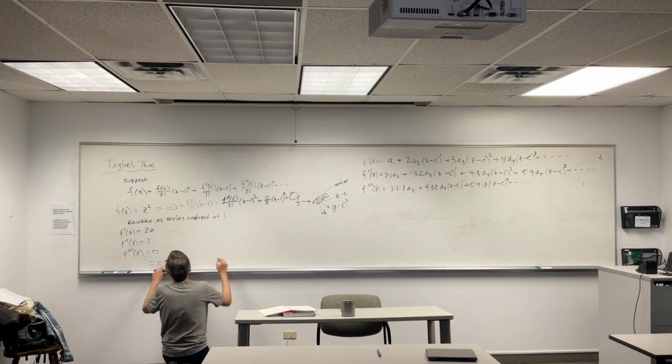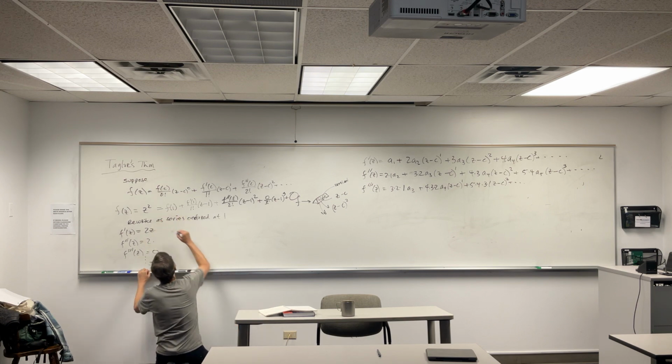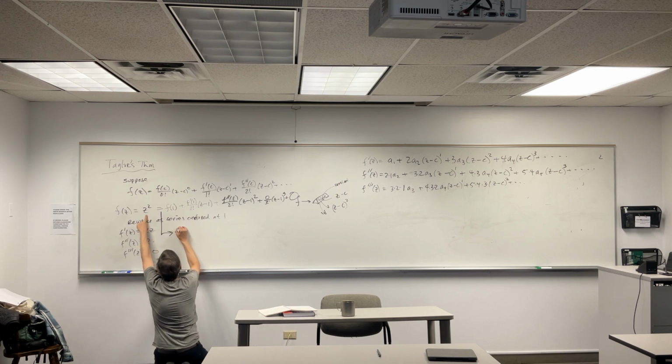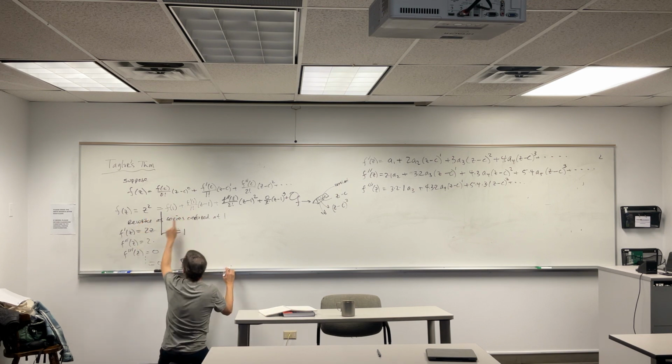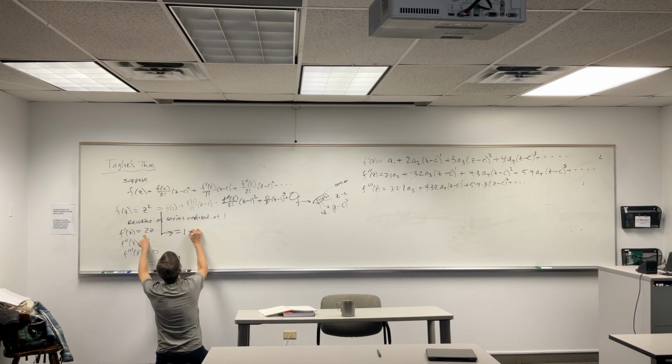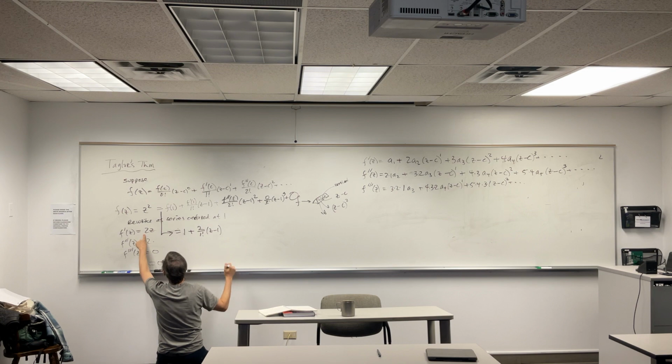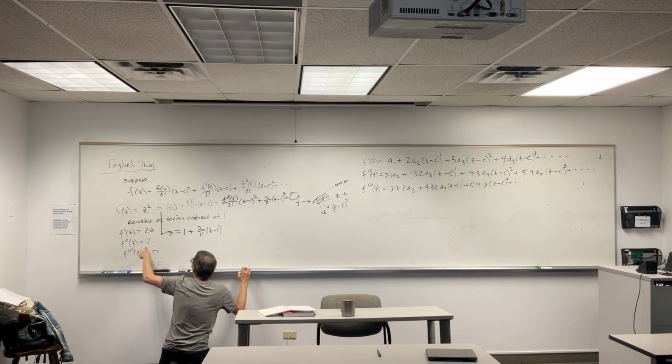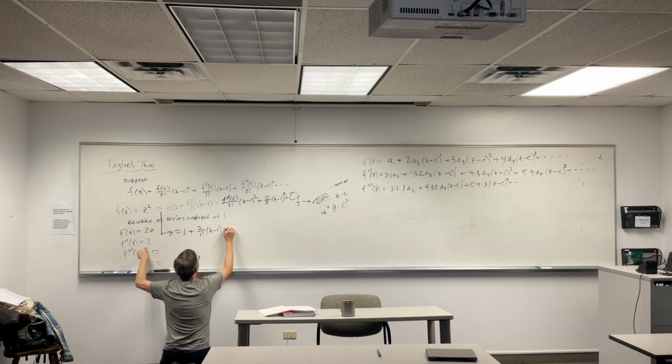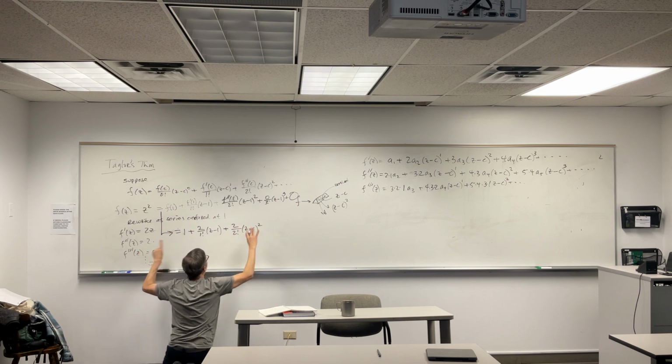And then let me crank this through. So f of 1 is 1 squared. F prime of 1 is 2 over 1 factorial times z minus 1. F double prime everywhere is just 2, times z minus 1 squared. The rest of the stuff is 0.